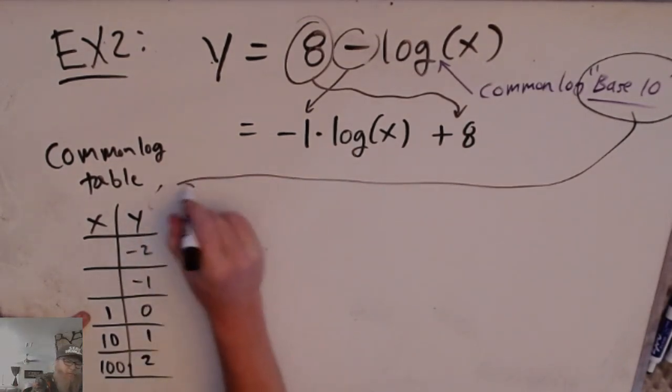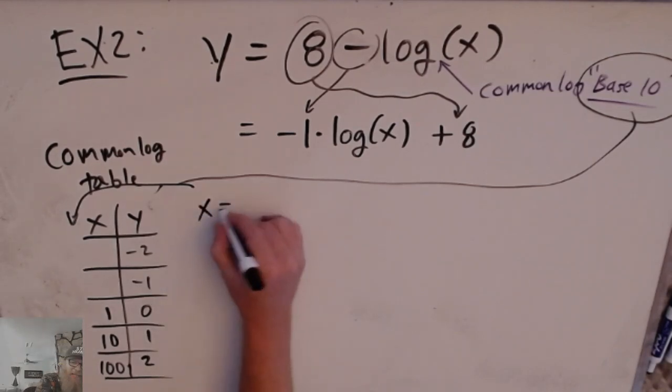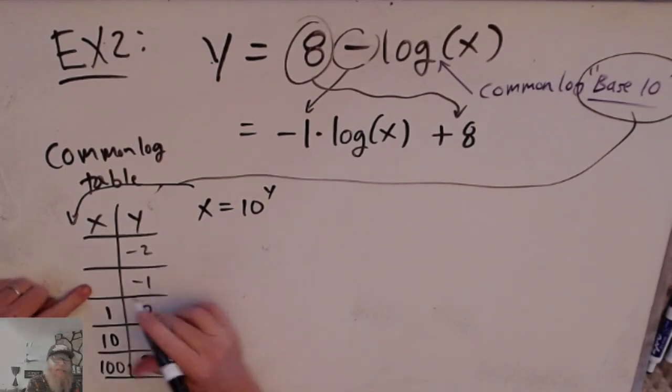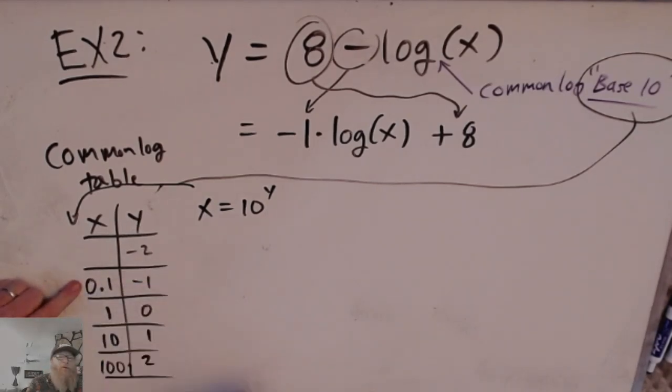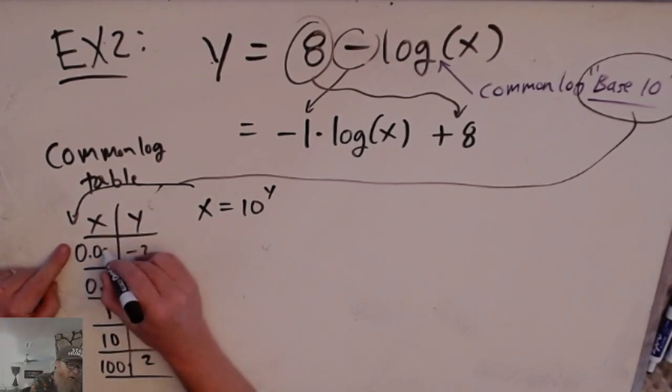These are all powers of 10. The x's are powers of 10. X is 10 to the y power. What's 10 to the -1 power? 1/10, or 0.1. And 10 to the -2 is 1/100th.